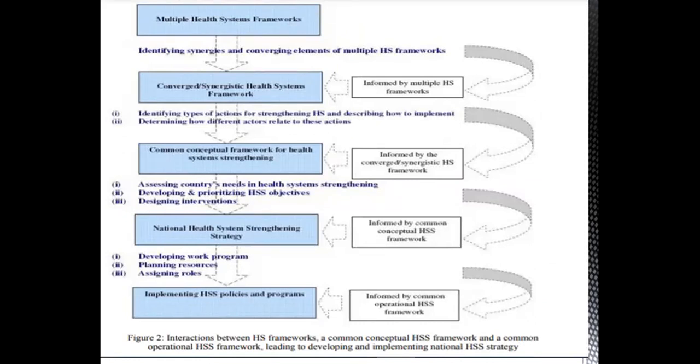Multiple health system frameworks identify synergies and converging elements of multiple health system frameworks, converged synergistic health system performance, identifying types of actions and strengths. A common conceptual framework of health systems is identified: assessing country needs, developing priorities, health system objectives, developing interventions. Then comes national health system strengthening: developing a work program, planning resources, assigning roles, and implementing health system strengthening policies and programs.